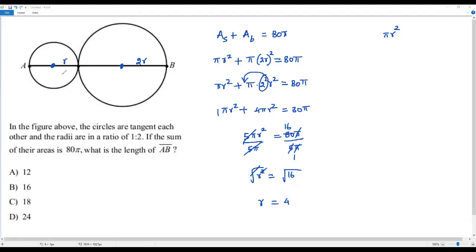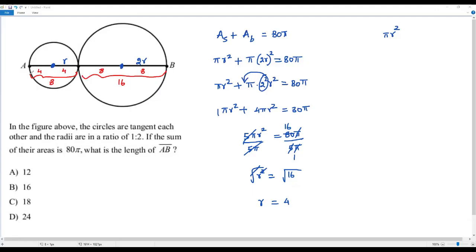So the radius is 4. This length is 4 and this length is 4. Then the diameter of the smaller circle is 8, that is 4 plus 4. Okay, here when r is equal to 4, what is the radius of the bigger circle? 2 times 4, that is 8. And here also we have the same radius 8. Then the diameter of the bigger circle is 16.